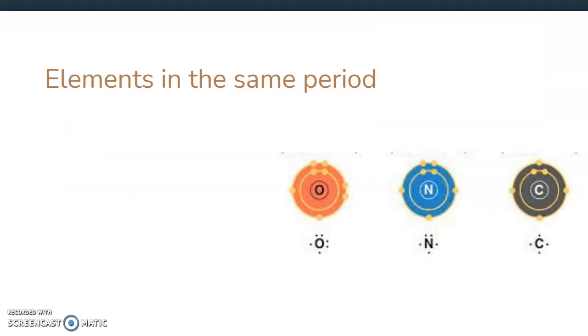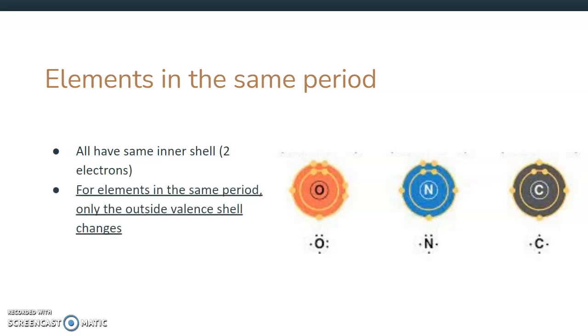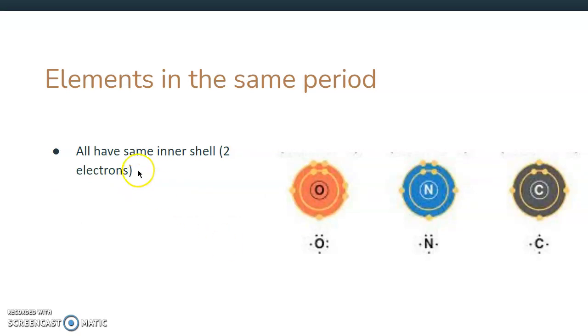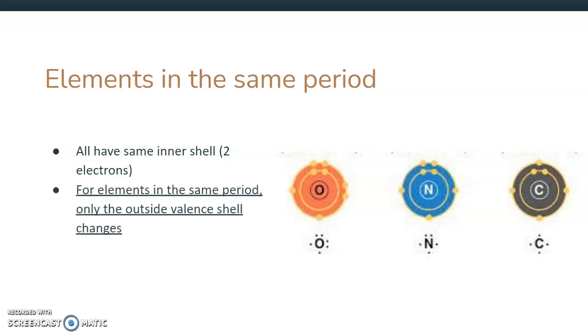Alright, now let's look at some elements in our same period and how they look different. So again, our inner shell always has up to 2 electrons. For hydrogen and helium, well, really just hydrogen, it would only have 1 electron. Helium would have 2 electrons. So for elements in the same period, only our outside valence shell will change.